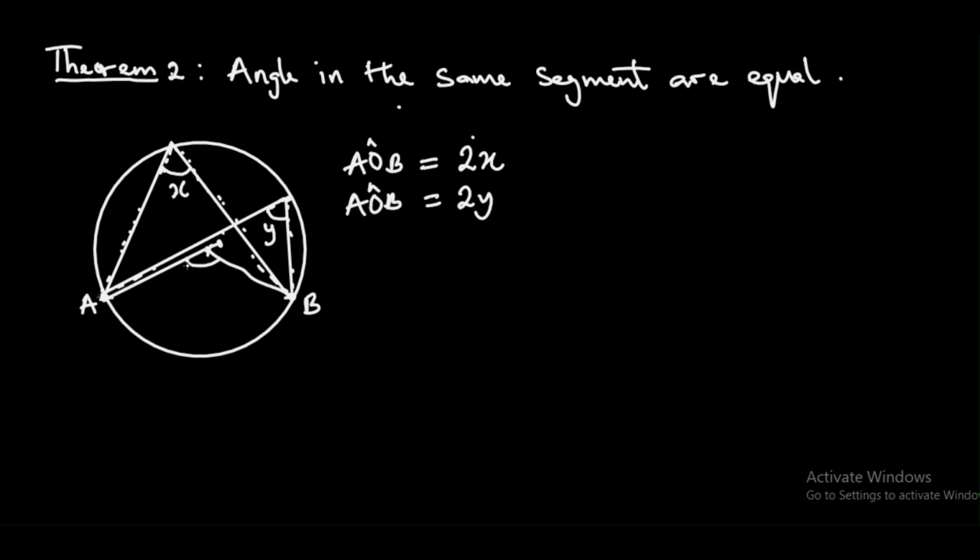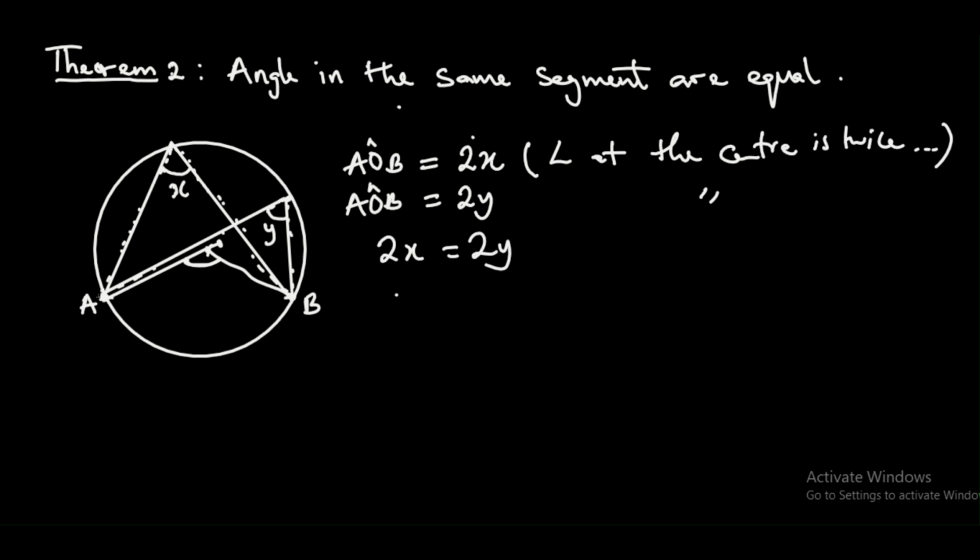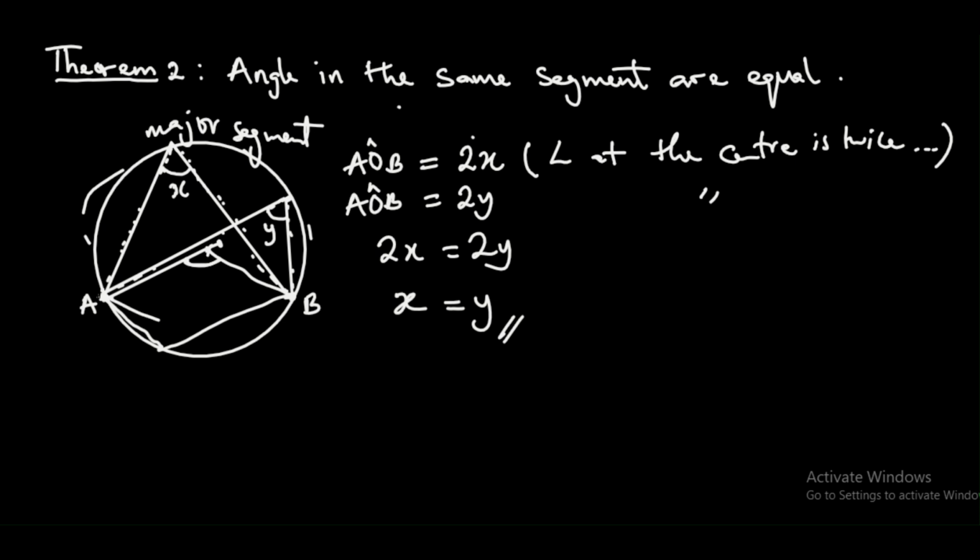We want to prove it now. Suppose we have AOB, the angle at the center, will be 2x. We also have AOB equal to 2y, since the angle at the center is twice the angle at the circumference. So we can now say that x is equal to y, and that is, angles in the same segment are equal. So they are both in the major segment. They can also be in the minor segment. We can see it there. We have the minor segment. You can see it there.